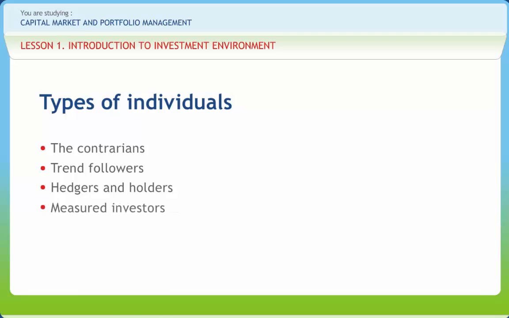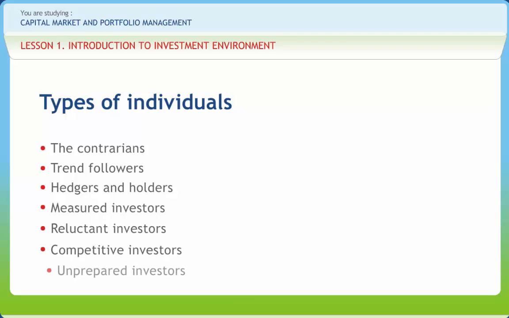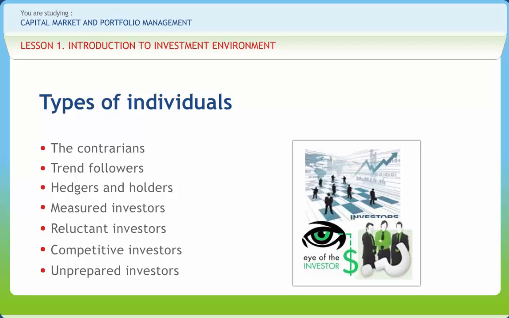Measured investors are secure in their financial situation and confident they will have a comfortable retirement. Reluctant investors are least likely to become overly attached to an investment or to put too much money into a single holding. Competitive investors enjoy investing, are informed, and try to beat the market. Unprepared investors are characterized as unhappy with their financial situation and lacking in confidence.